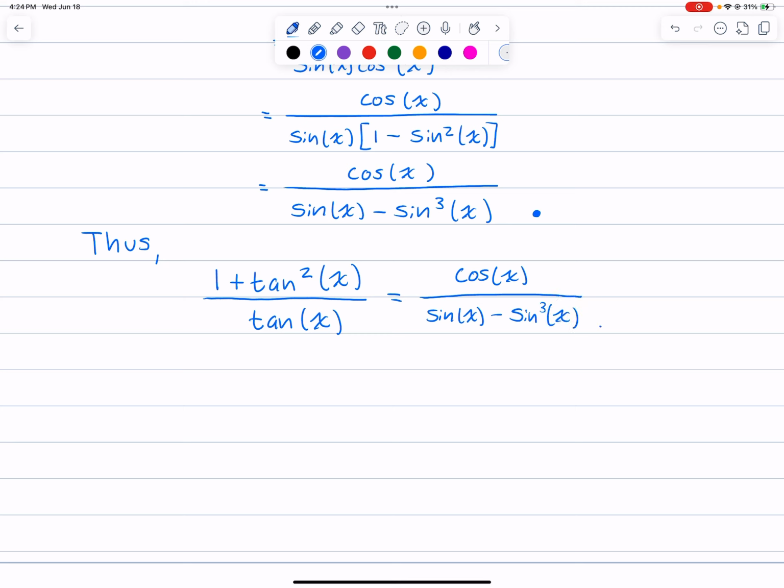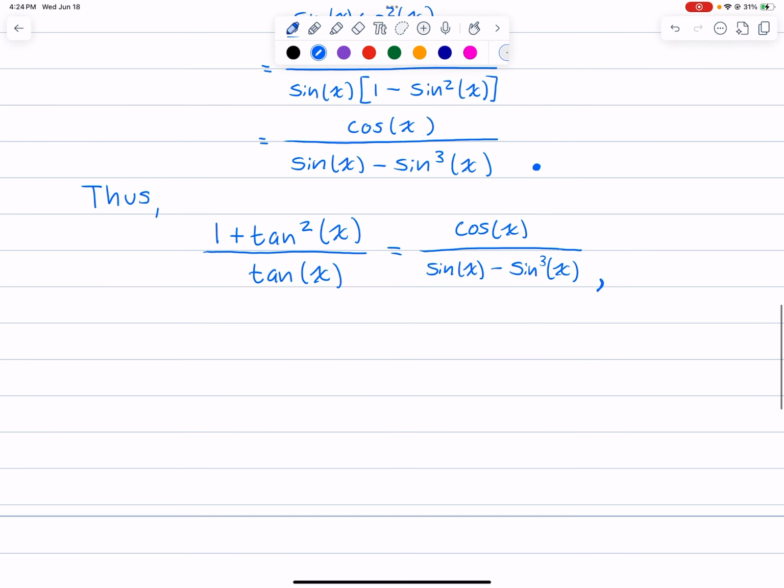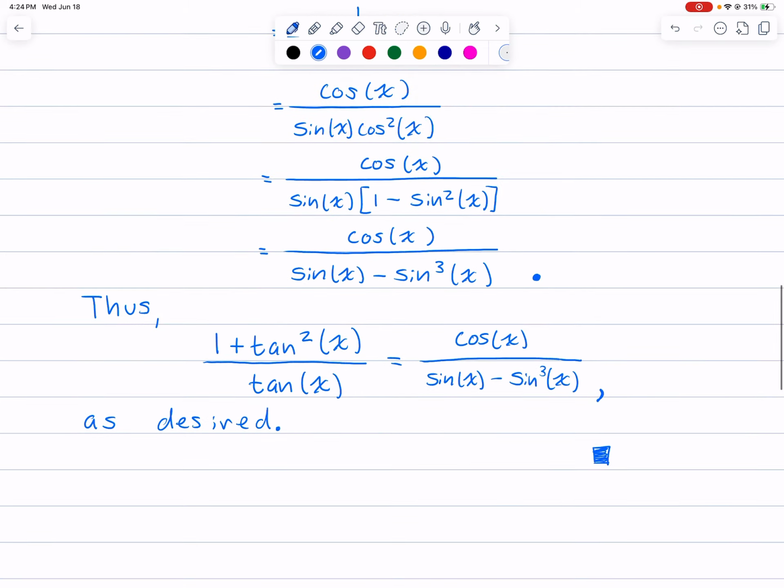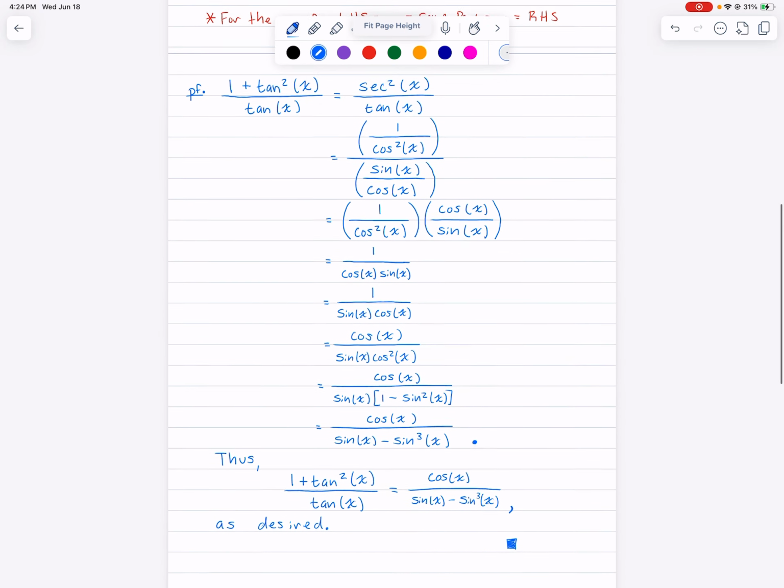And then I'm just going to add my little as desired. You don't have to do that, but I think it just makes the proof look nice. So I'll write as desired, since that was what we desired. And then you put your little tombstone to show that's the end of the proof. Okay, so I'm going to zoom out so you can see the whole proof here.